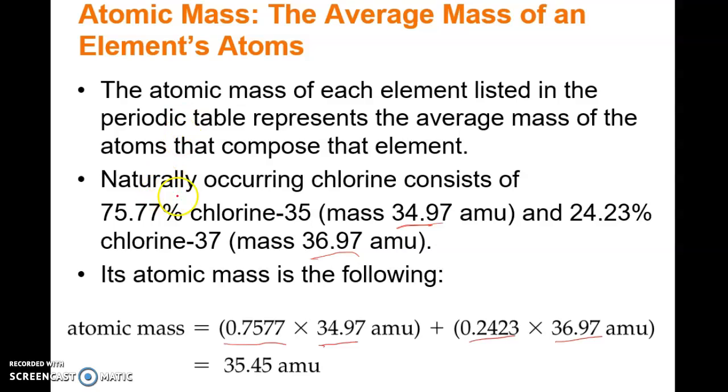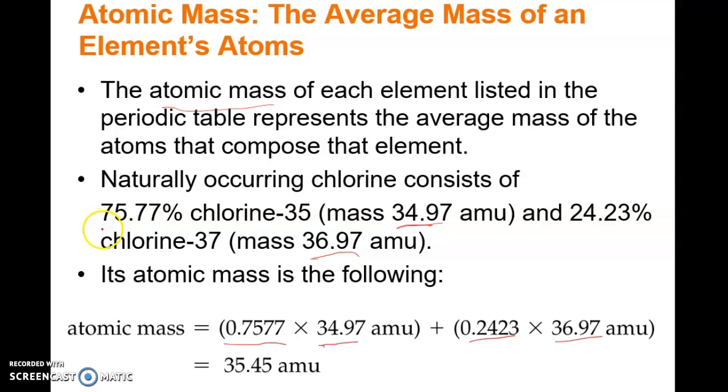So the atomic mass of each element is listed in the periodic table. What that atomic mass is, is an average of the masses of that element that you would find on Earth. Okay, so it doesn't mean that absolutely every chlorine atom would have an atomic mass of 35.545. It's just an average.